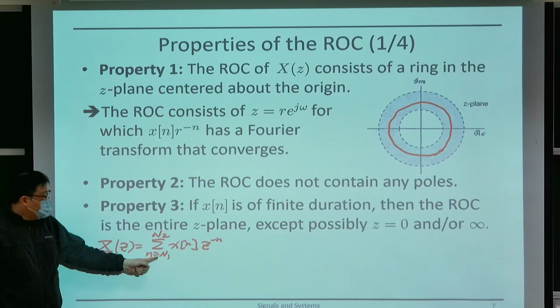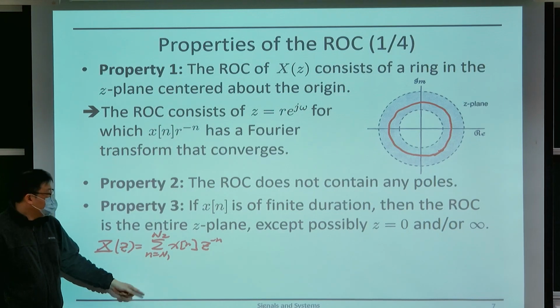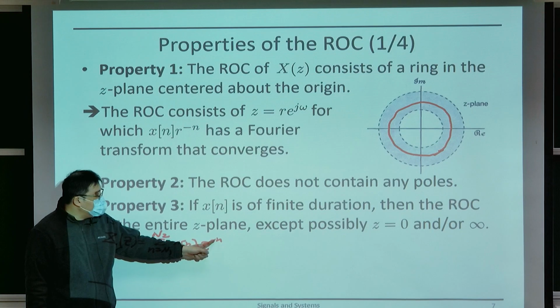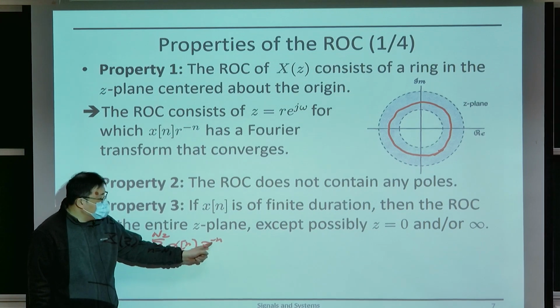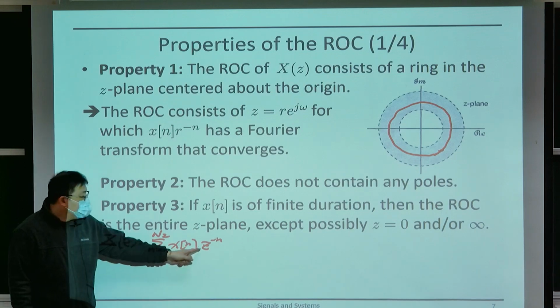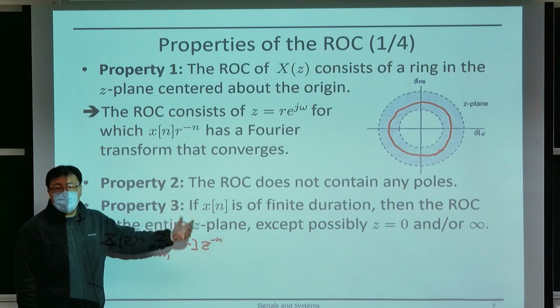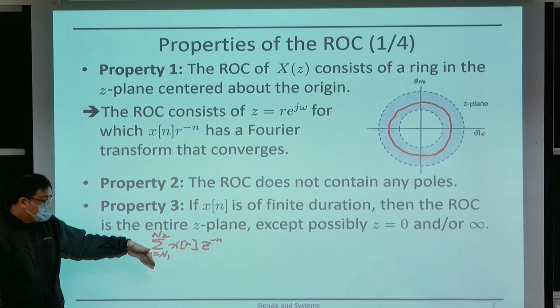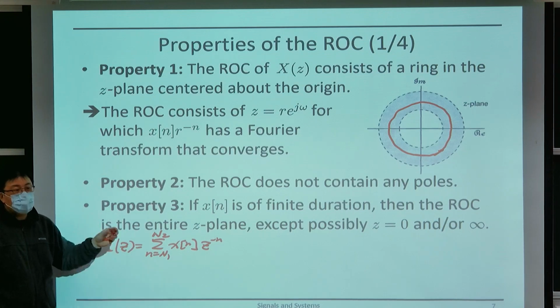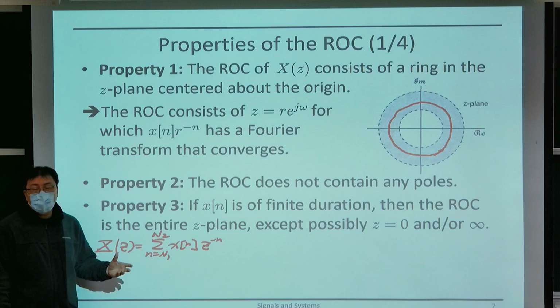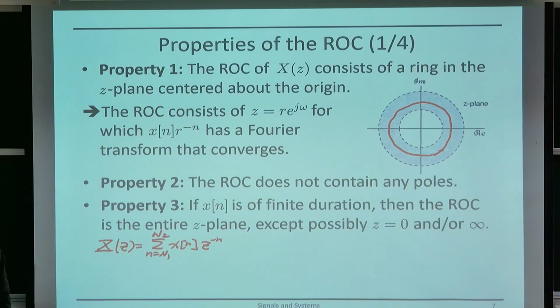Now, similarly, if you have n1 less than 0, then this means that you have z to the minus of some negative value, so basically z to a positive power. For z to a positive power, if you plug infinity inside, then it will be infinity. So in that case, if n1 is less than 0, you have a pole at infinity, meaning that it does not converge at infinity. So whether or not 0 or infinity is included in the ROC really depends on the region that you're summing over.